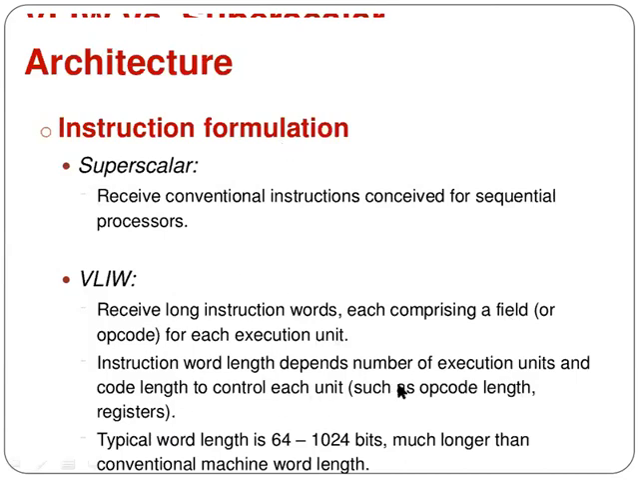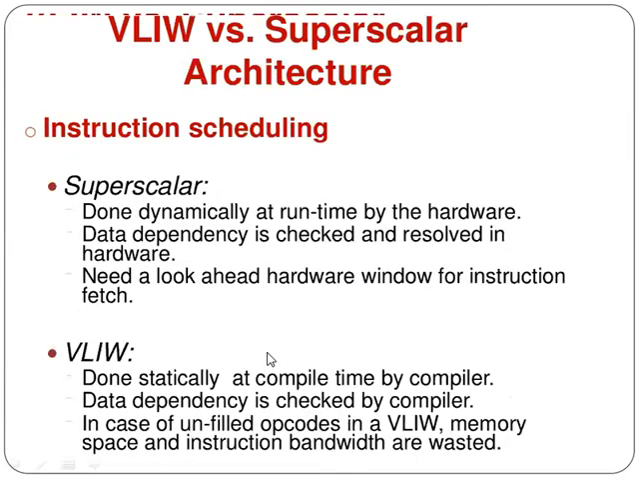The instruction word length depends on the number of execution units and the code length needed to control each unit, such as operation code and the length of the registers. So the word length will depend on this.